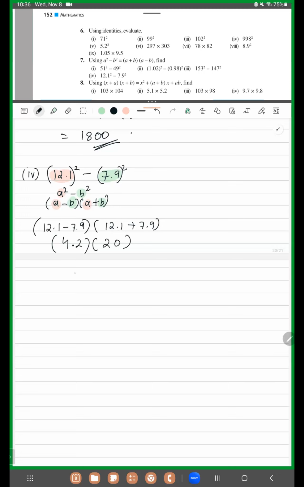Okay, now to do this, first get rid of the decimal place by multiplying it with 10. The 0 from the 20 will help you. So this becomes 42 into 2, which is equal to 84. So can we just do 4.2 multiplied by 20 without removing the decimal? You can. You will eventually end up over here. All right.